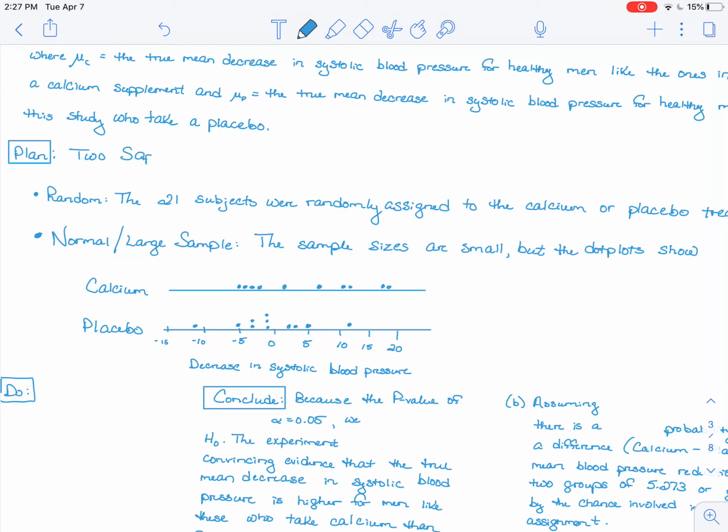My plan is to run a 2-sample t-test for this difference in averages. So that's what I'm going to put first. I have to state what I'm using. That's not how you spell sample.